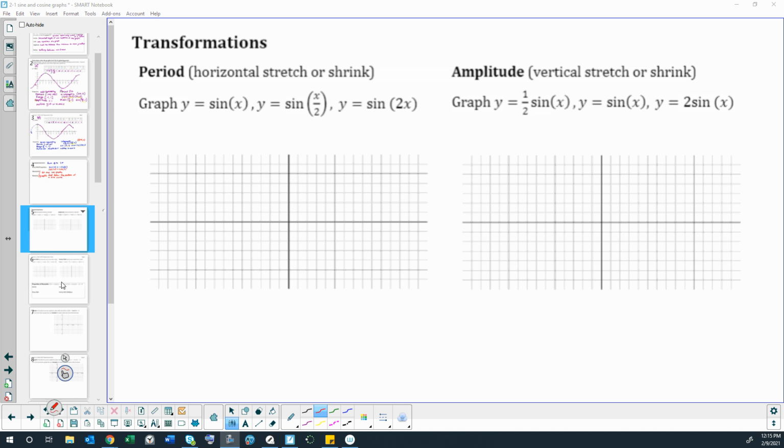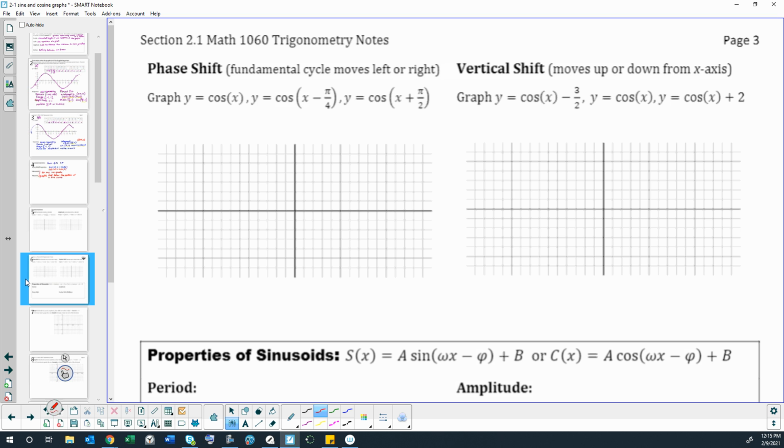We can also have, I know this is over to the next page, I was trying to figure out a better way to organize this, but we also have where we can move the whole graph left or right. That's called a phase shift. That's like the h value we always used with functions in Math 1050, moving it left positive h and right negative h, that type of thing. It's going to follow those same rules.